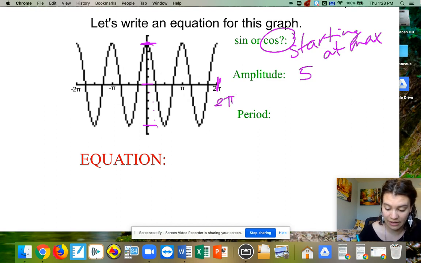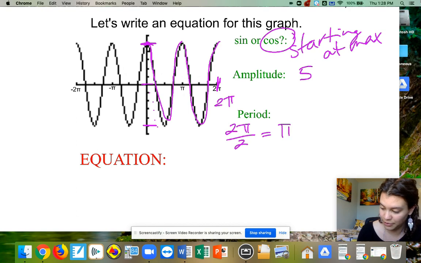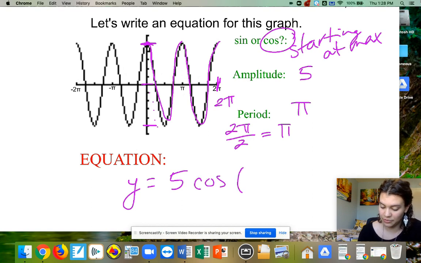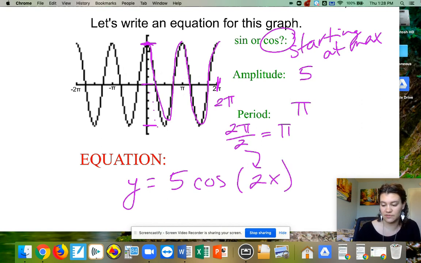So to figure out the period, count how many cycles you have in that. So we have 1, 2 cycles, or 2 times we went through our cycle. So then take 2 pi divided by 2 will give you your period. So our period here is pi. So then to write the equation, the amplitude goes out front, and then here we need whatever we divided by inside, and we have no shifts. So your equation is just y equals 5 cosine of 2x.